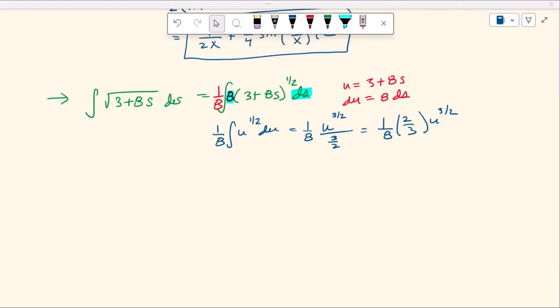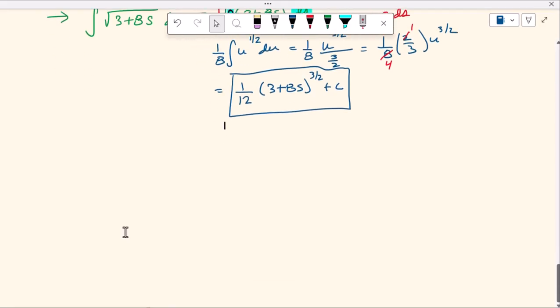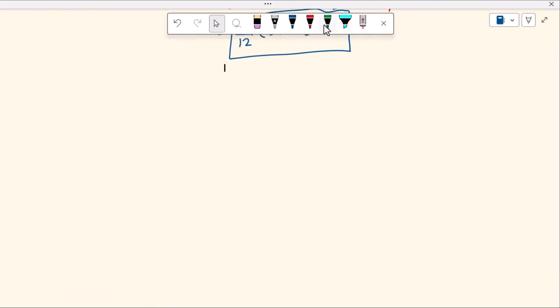And then I can simplify this. So 2 goes into 8 4 times. So it looks like I have 1/12 (u, which was 3 plus 8s) to the 3/2 plus c. So there is my integral. There's my solution. And again, if you wanted to, you could take the derivative of that to check your work. So if you're on a test and you want to check, you could take the derivative.